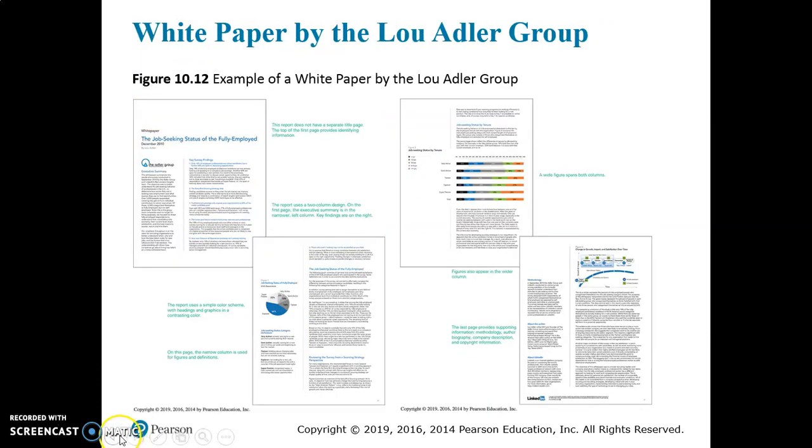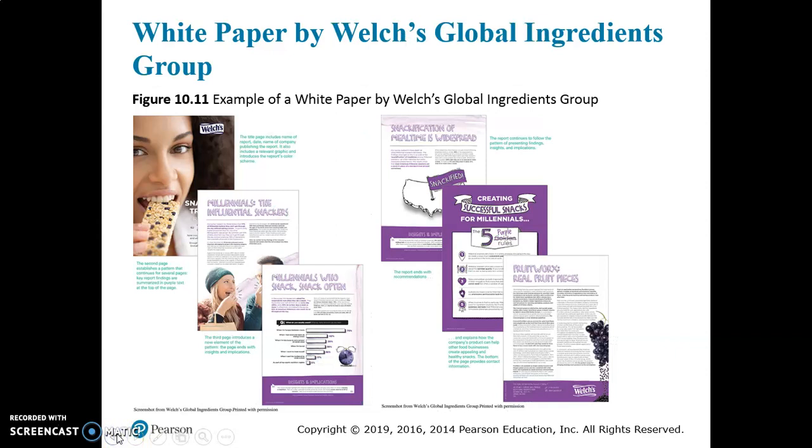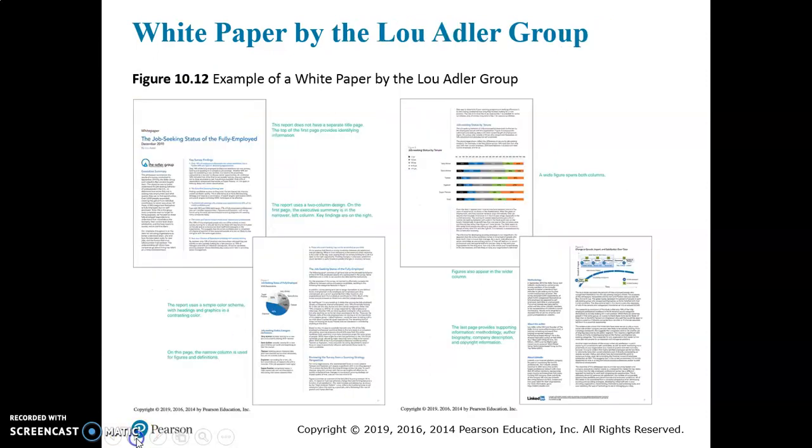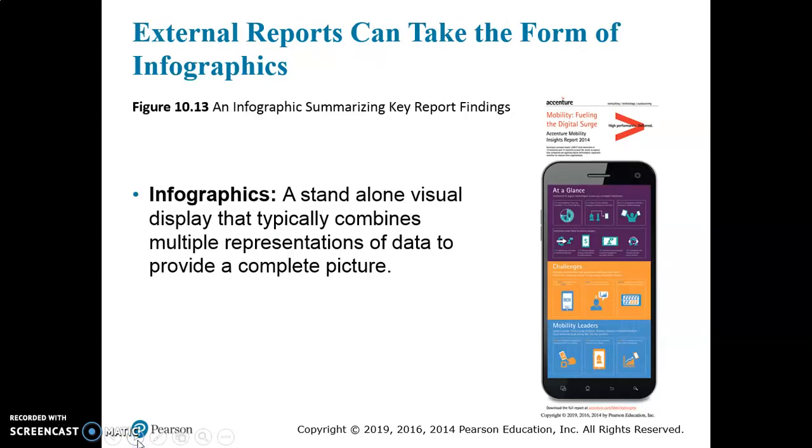Here's a good example. Oops, that one went a little too fast. Here's a good example. This is Welch's Global Ingredients Group. As you can tell, they put a lot of effort into the design of this. And here's another one, maybe not quite as fun a product, but that's a good example of a white paper by the Lou Adler Group. And again, you've got some design elements in there. There's something about infographics. It's just a standalone visual display that gives you a picture of the company or the project. And that's really all we have for right now.